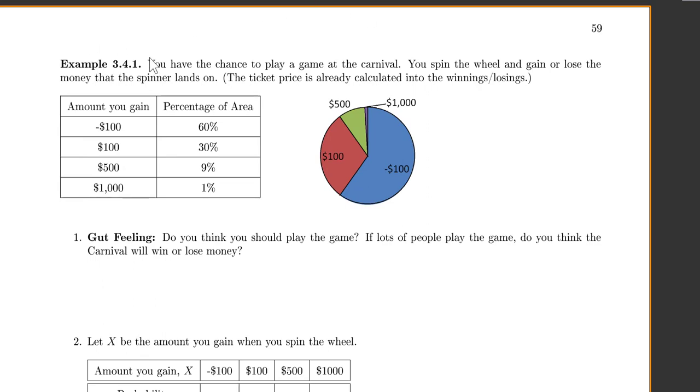Let's look at an example. We have the chance to play a game at a carnival. We have this wheel. We can spin the wheel and gain or lose the money that the spinner lands on. And the ticket price is already calculated into your winnings or losings. So the amount you can gain is -100, so you must be paying 100 to play, and there's a 60% chance you get that. There's a 30% chance that you get 100, a 9% chance you get 500, and a 1% chance that you get 1,000.